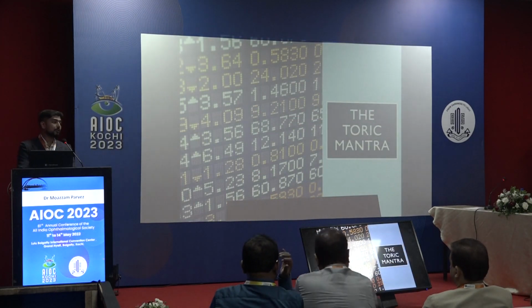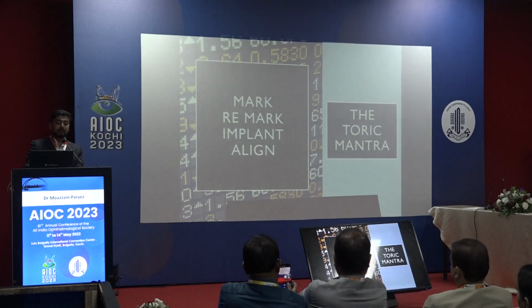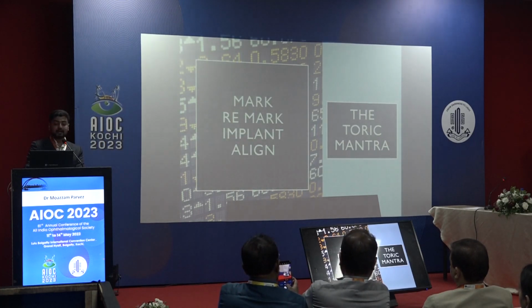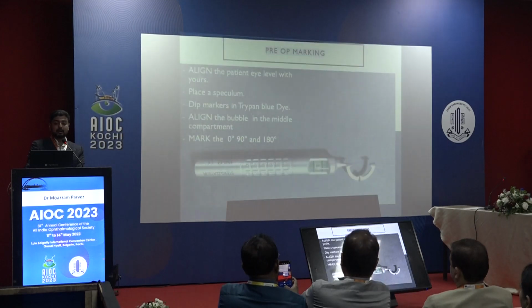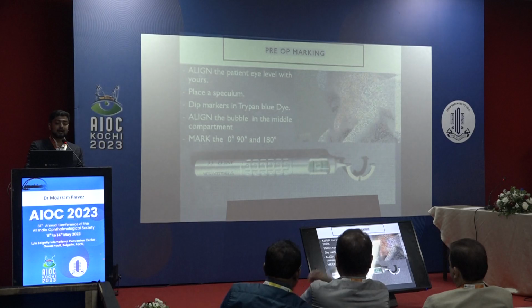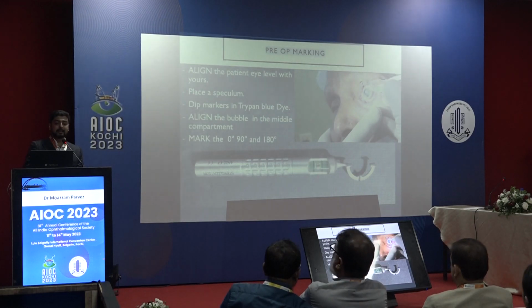The mantra for doing the toric would be mark, remark, implant, and align. So for the pre-op marking, we would align the patient eye level with ours. That would be done by making the patient sit on the OT table and escalating it to bring it to our level, place a speculum, dip the bubble marker in trypan blue dye, and align the bubble in the middle compartment and mark the 0, 90, and 180 on the limbal area of the patient.